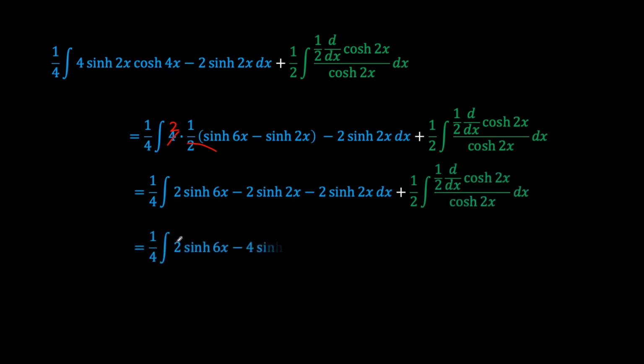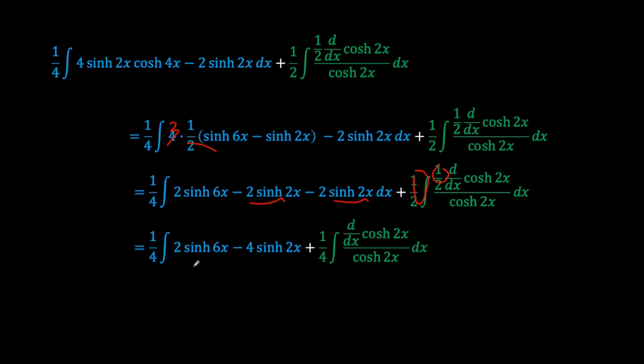So we have a quarter times the integral of 2 sinh 6x minus 4 sinh 2x, branching this and this. So these are readily integratable expressions, and then this half here now multiplied by this half here means that this is a quarter. Now this here definitely is the same as, because the derivative of cosh 6x is the same as 6 sinh 6x.